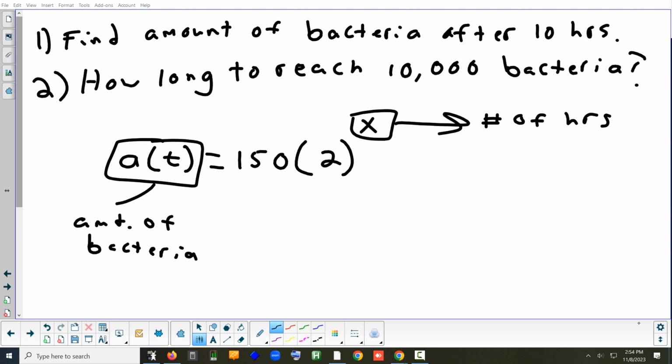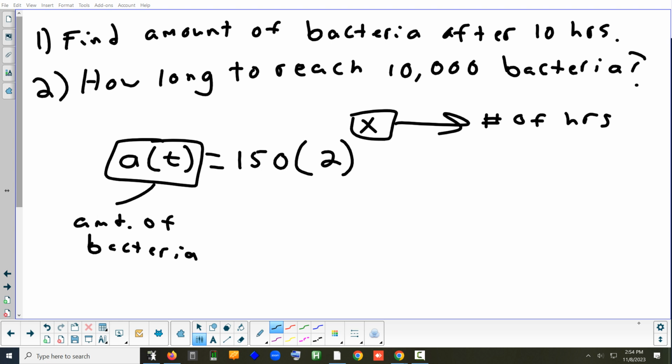Okay, so first question we're going to take a look at, they're going to give us a formula. So this is a formula for exponential growth. And we have 150 bacteria doubling, and it doubles every hour. Okay, so that would be written down in the problem. The amount of bacteria doubles every hour.